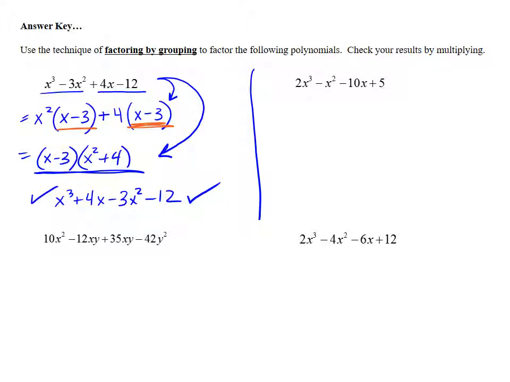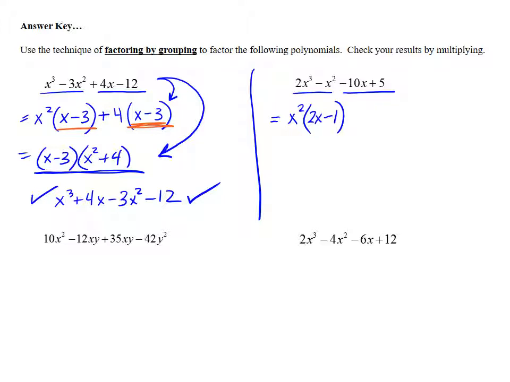Our next example, we have 4 terms again, so group 2 and 2. In the first group, 2x cubed minus 4x squared, we have an x squared in common. If we take that out of the first group, we have 2x, and then minus x squared divided by x squared is a minus 1, because remember, anything divided by itself is 1.